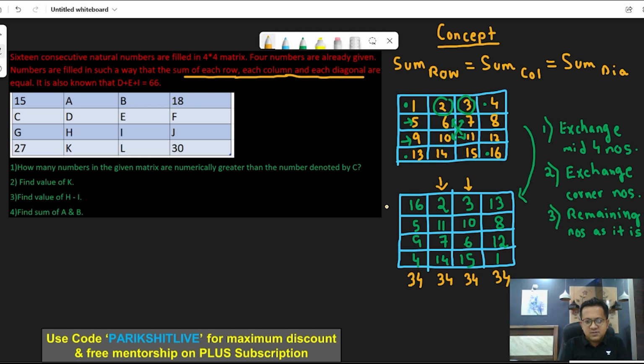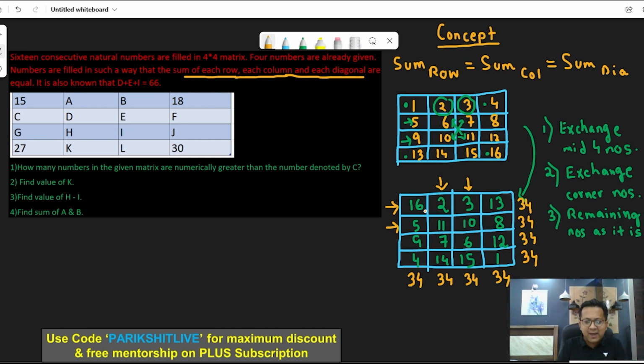Verify the rows. First row, 16 plus 2, 18, 18 plus 3, 21, 21 plus 13, 34. Similarly, second row, 5 plus 11, 16 plus 10, 26 plus 8, 34. All of them will again come out to be 34. Yes, this is magic. And trust me, it'll work for all even matrices: a 4 into 4 matrix, 6 into 6, 8 into 8. Every such matrix, this shortcut or magical trick is going to work.